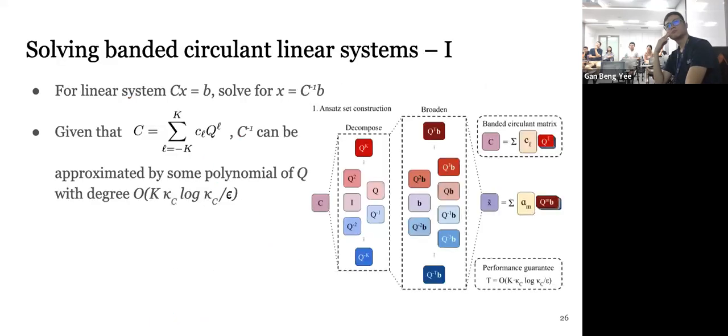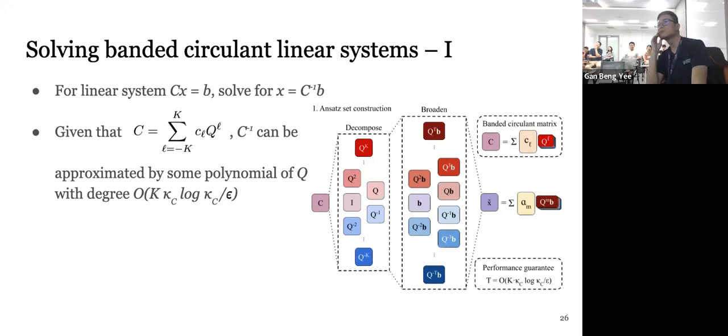Okay, so for solving banded circular linear systems with the post-variational strategy, when we're given a linear system Cx = b, to solve for x we find the pseudo inverse of C and multiply it against b. So how do we approximate the value of this? Given that our C can be decomposed into a matrix polynomial of Q, the pseudo inverse of C can be approximated by some polynomial of Q with a degree of this much.